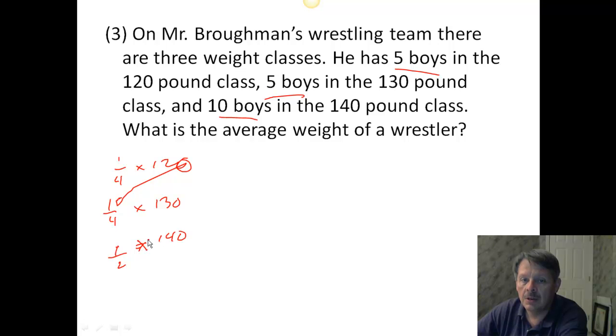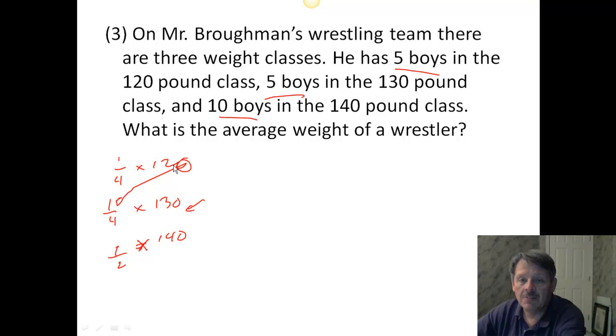So again, estimate first. What do you expect to happen? Well, clearly I need to be around 130, but there are more kids who are 140 than there are who are 120, so I'm going to be skewed. I'm going to be up in here somewhere. So let's see what happens when I do this.